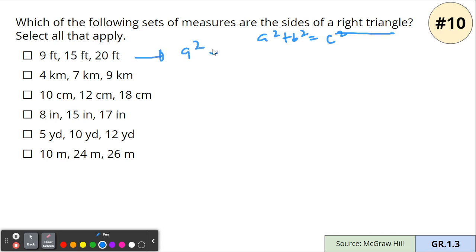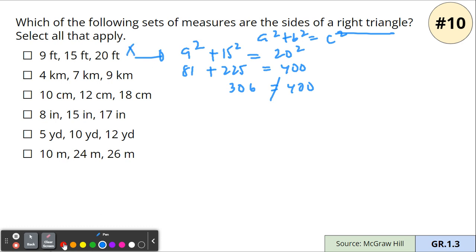Let's take a look, for example, at the first one. This is 9 squared plus 15 squared. Is that equal to 20 squared? That will give us 81 plus 225 is equal to 400. And 81 plus 225 is equal to 306, which is not equal to 400. So therefore, this is not a right triangle. Let's try the next one.